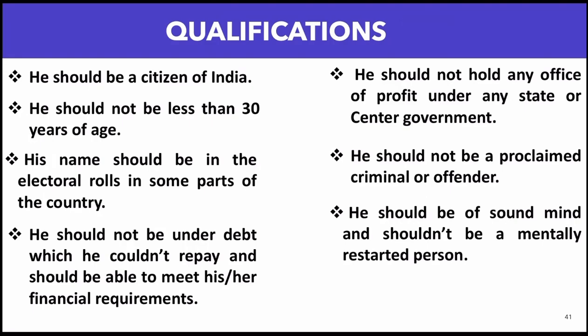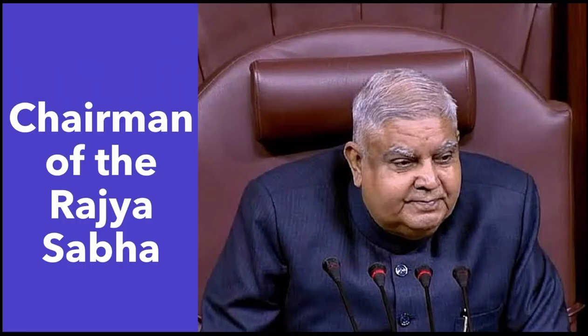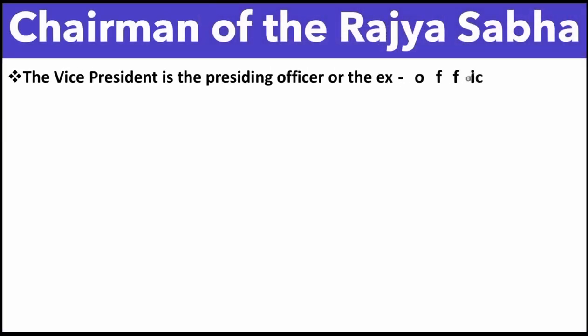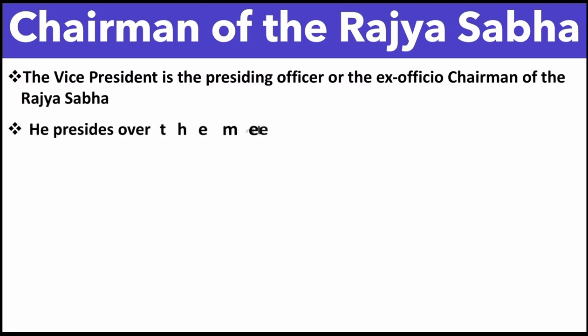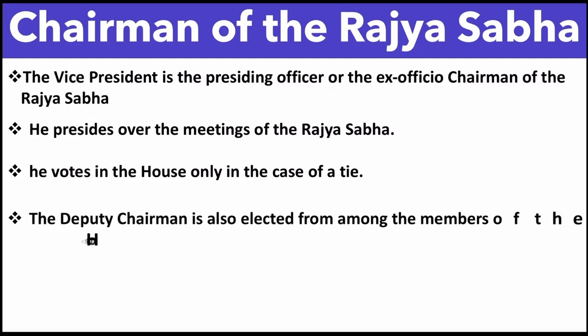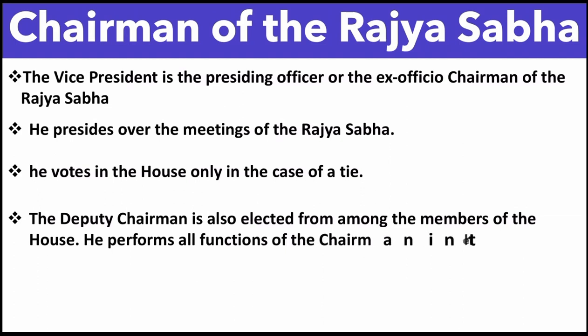Now let's understand who is the presiding officer or chairman of the Rajya Sabha. The vice president is the presiding officer or the ex officio chairman of Rajya Sabha. He presides over the meetings of Rajya Sabha. He votes in the house only in case of a tie. The deputy chairman is also elected from among the members of the house. He performs all the functions of the chairman in the absence of the chairman.